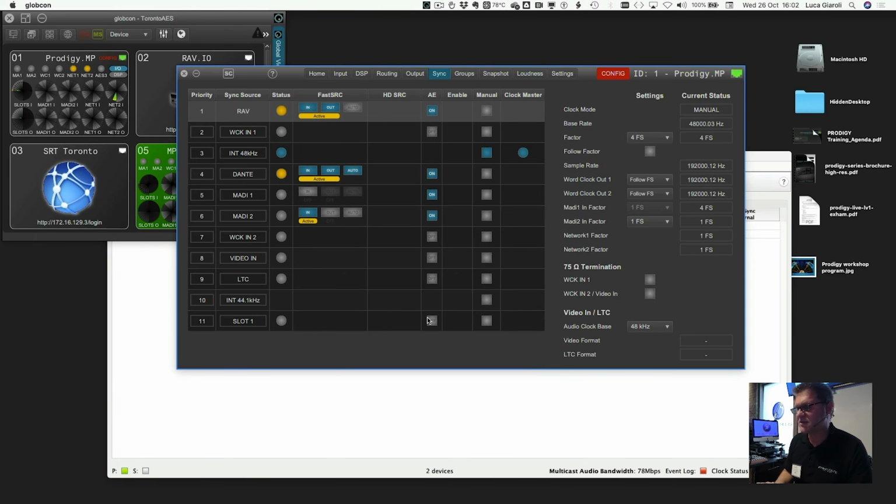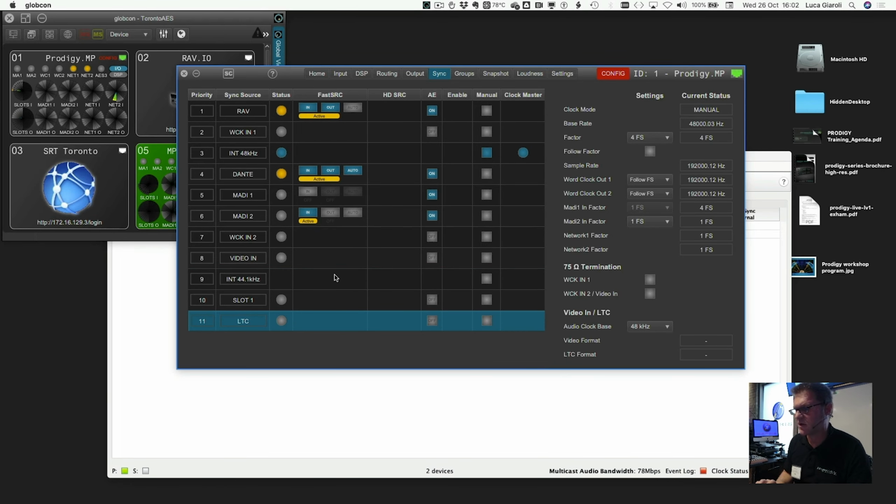The same for the LTC, although the LTC has not been fully implemented, so forget about the LTC as a clock reference for the time being. The LTC is managed and it is working as a linear time code, so you can extract linear time code from any of the incoming audio signals, but not for the clock for the time being. So it's there from the GUI point of view, but it's not yet implemented in the firmware.